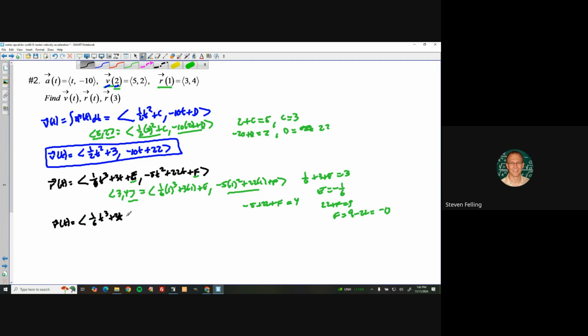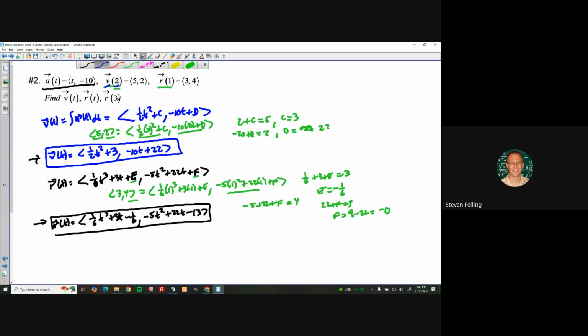This is 3t minus 1/6. And then the y component is negative 5t squared plus 22t plus f, which is negative 13, so minus 13. So now I have all my vectors. The acceleration vector was given, but now I have a velocity and a position. I can answer all kinds of questions.